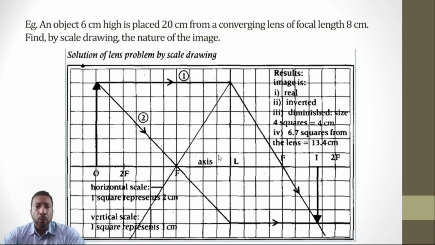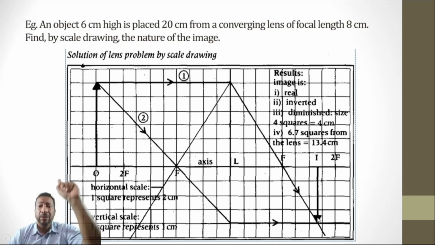So whenever we do a scale drawing diagram, we should answer our 4 questions. The first one, is it real or virtual? Well, here I see that these two light rays actually meet up at this point, so that means it is a real image. Is it inverted in any way? Well, when I look at my object here, my object is pointing upwards. My image is pointing downwards. Since they are pointing in opposite directions, that means it is an inverted image.